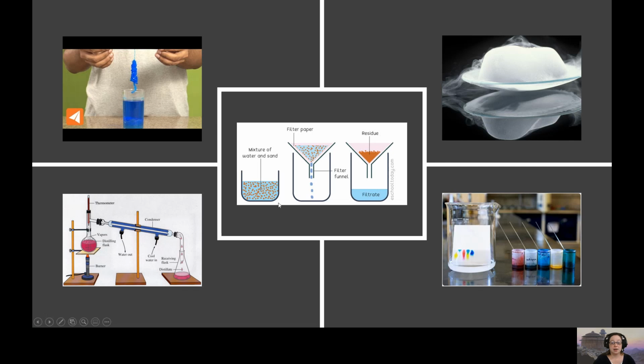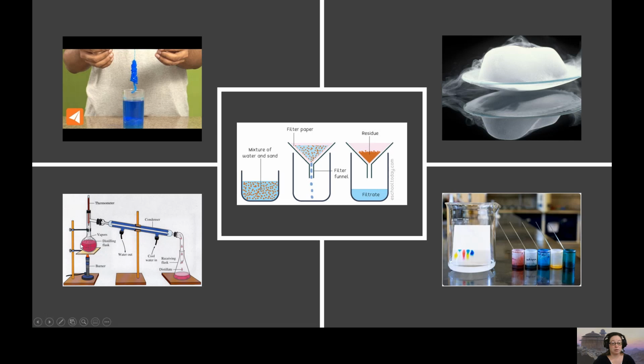All right, so here in the center is your filter diagram. So if you have a mix of water and sand, you can put some filter paper in a funnel. The water will go through the filter because it's smaller than the pores in the filter paper, and you'll catch the sand. Okay.